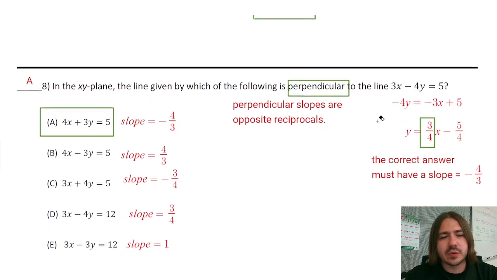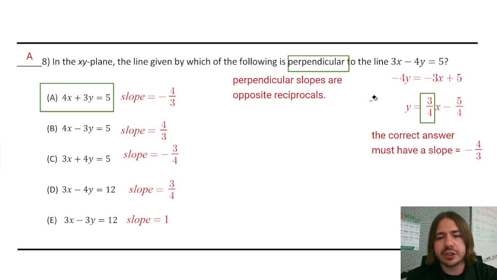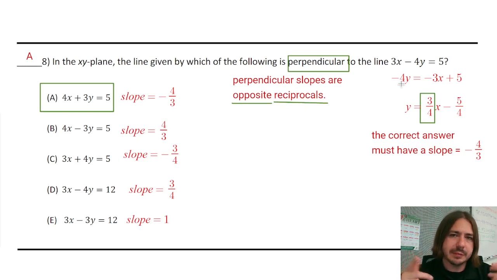Number 8 says in the xy plane, the line given by which of the following is perpendicular to the line 3x minus 4y equals 5. So perpendicular lines are lines that intersect at a 90-degree angle, and the relationship between their slopes is that they are opposite reciprocals. What I mean is, first, they're opposites, meaning one's positive and one's negative. And then reciprocals are fractions that have been flipped. So if you have something like 2/3, the reciprocal would be 3/2.